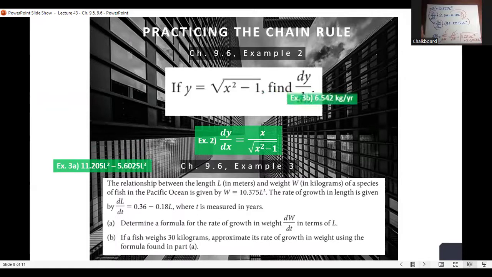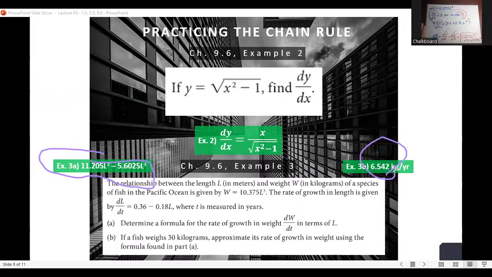Also, by the way, there is one last thing. If a fish weighs 30 kilograms, approximate its growth. Okay, that means put 30 as your number right here in the L's and get your solution. You'll get this, right? All right, so some of that's clear.